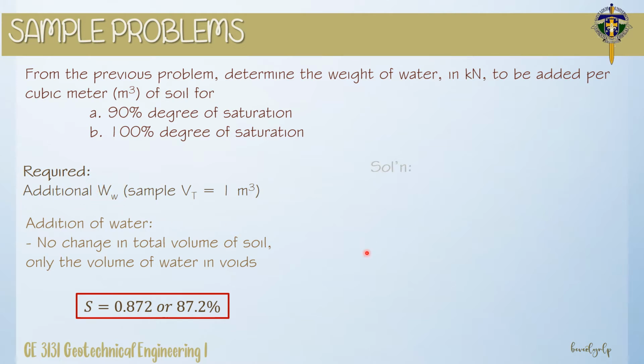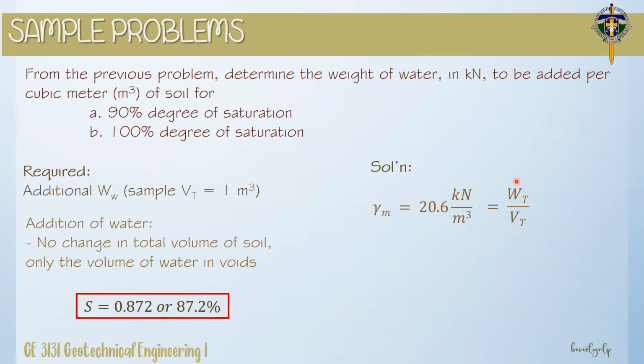Alright, so let's start. So the first is, let us solve for the weight of water considering S is equal to 87.2%, since ito yung initial na condition or situation ng soil sample natin. So we were able to solve the moist unit weight a while back, and we know that moist unit weight is equal to the weight over volume. So ang i-consider lang natin na volume ay 1 cubic meter.